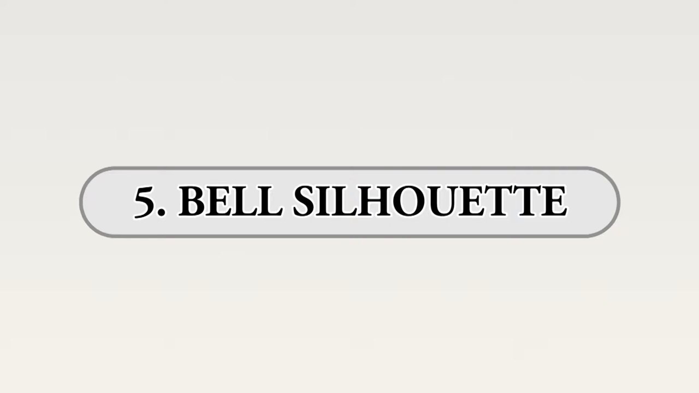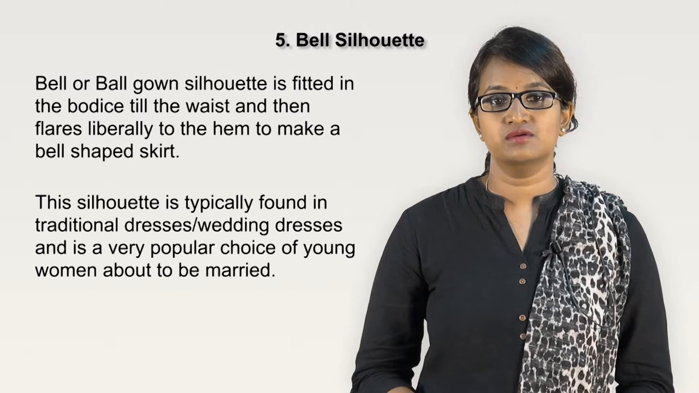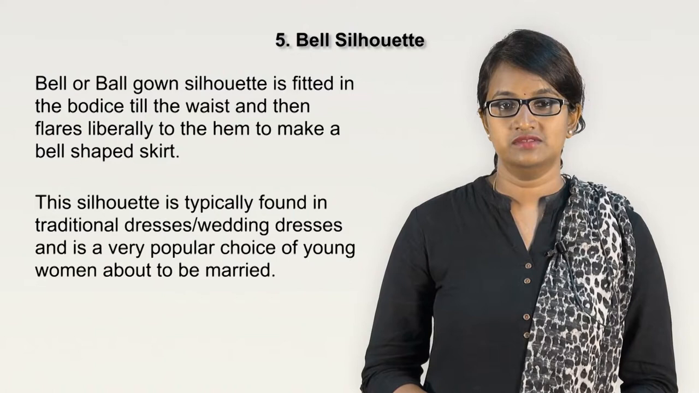Bell silhouette. Bell or ball gown silhouette is fitted in the bodice till the waist and then flares liberally to the hem to make a bell-shaped skirt.